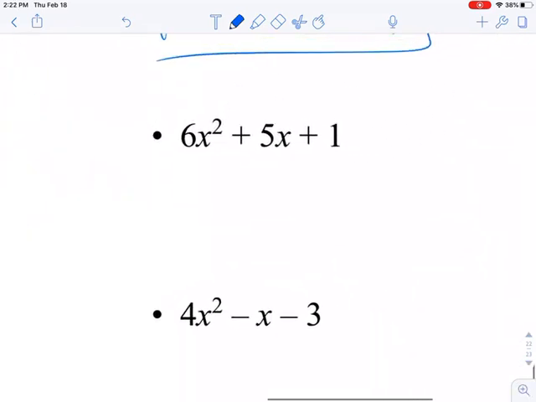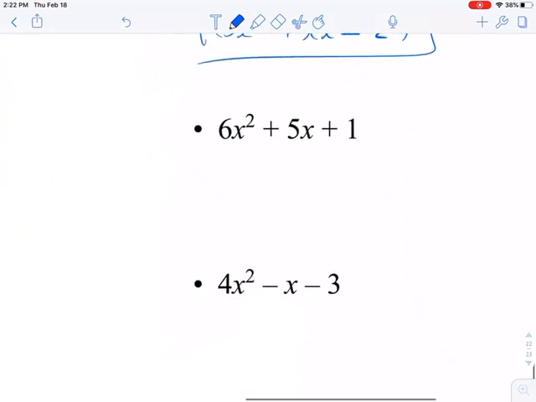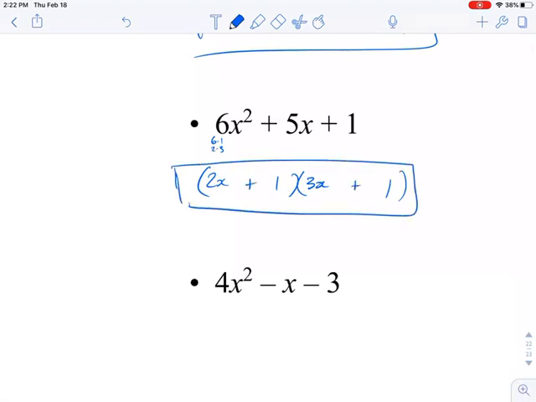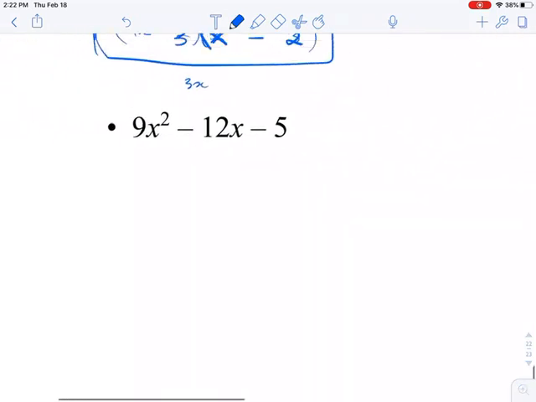All right, 6x squared plus 5x plus 1. We can't remove a GCF, so we got to just go for it here. So 6x could be 6 times 1 or 2 times 3. Let's use 2x and 3x. Now 1 can only be 1 and 1, which is nice. So 2x times 1 is 2x. 1 times 3x is 3x. Yeah, I can get to 5x using those two. Okay.